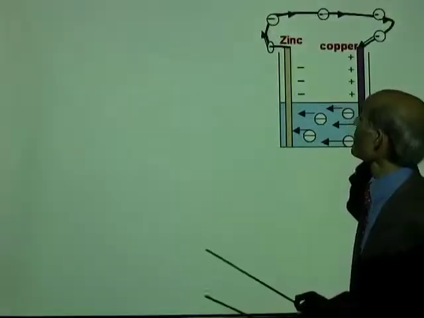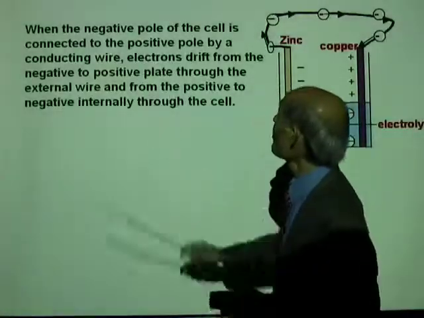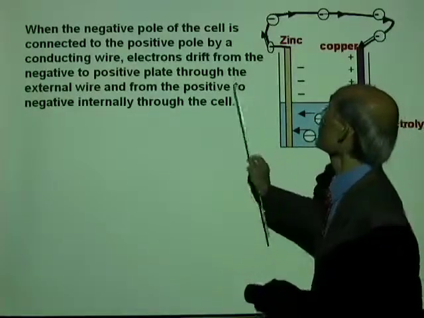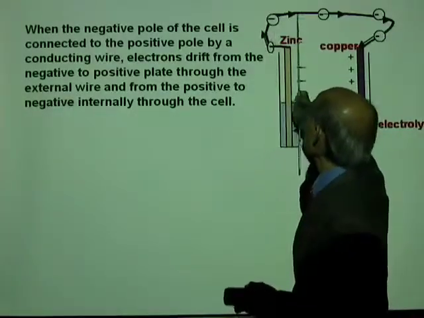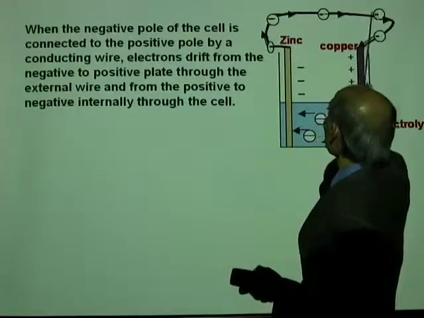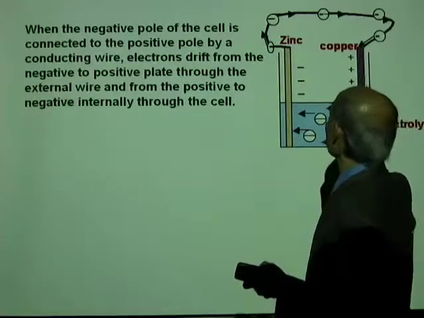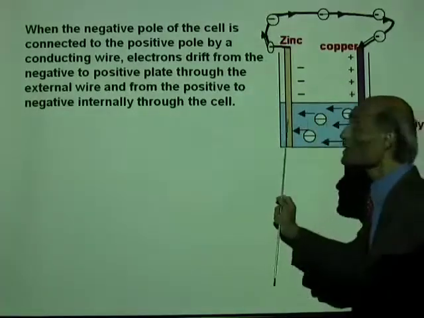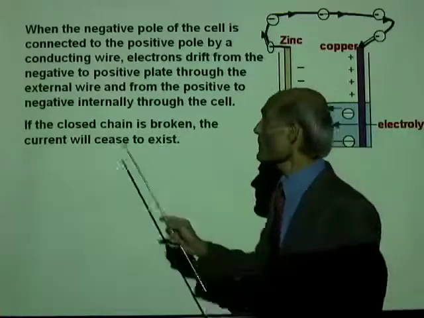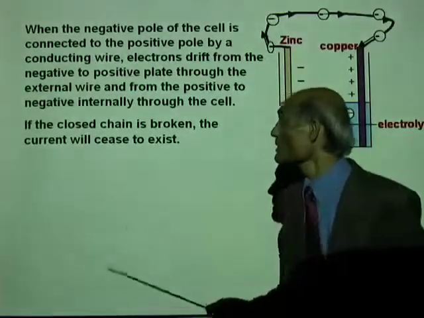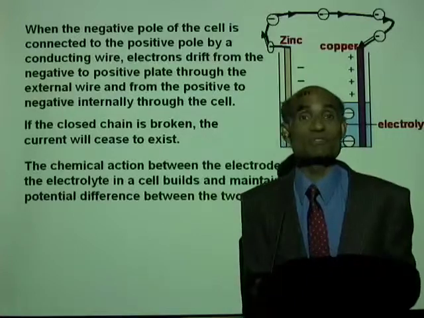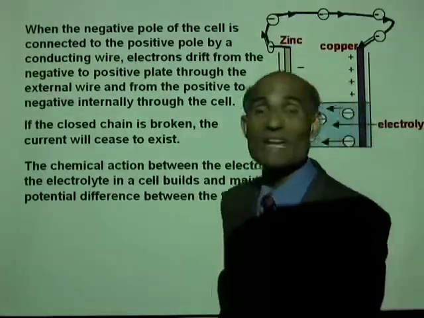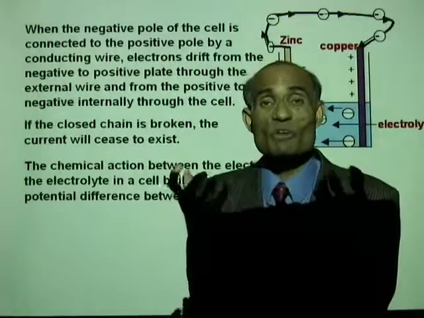When the negative pole of the cell is connected to the positive pole, electrons drift from the negative to the positive externally through the conductor, and from positive to negative internally through the cell. If the closed chain is broken, the current will cease to exist. The chemical action between the electrode and the electrolyte, what does it do?